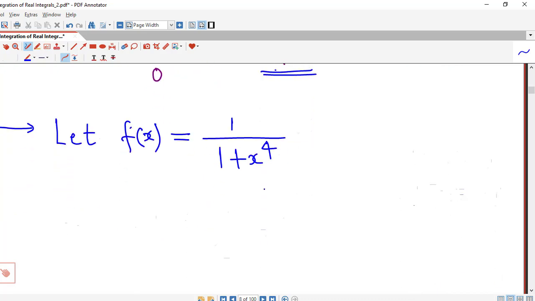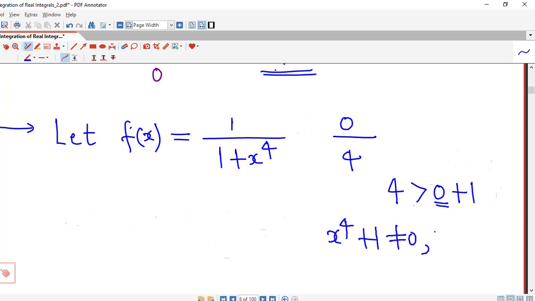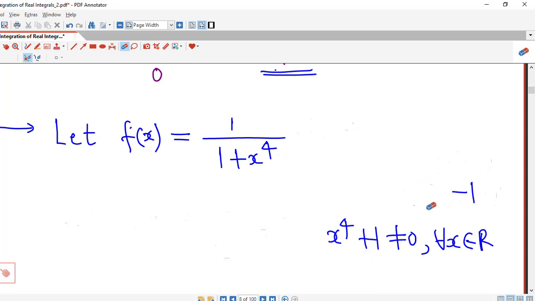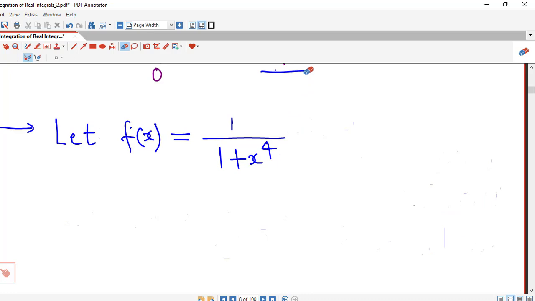So as we know, here degree of numerator is 0 and degree of denominator is 4. So degree of denominator is strictly greater than 0 plus 1, that is degree of numerator plus 1, and this x raised to 4 plus 1 is non-zero for every x belongs to R. So this shows that given improper integral is convergent, and we can apply Cauchy's residue theorem to evaluate this improper integral.